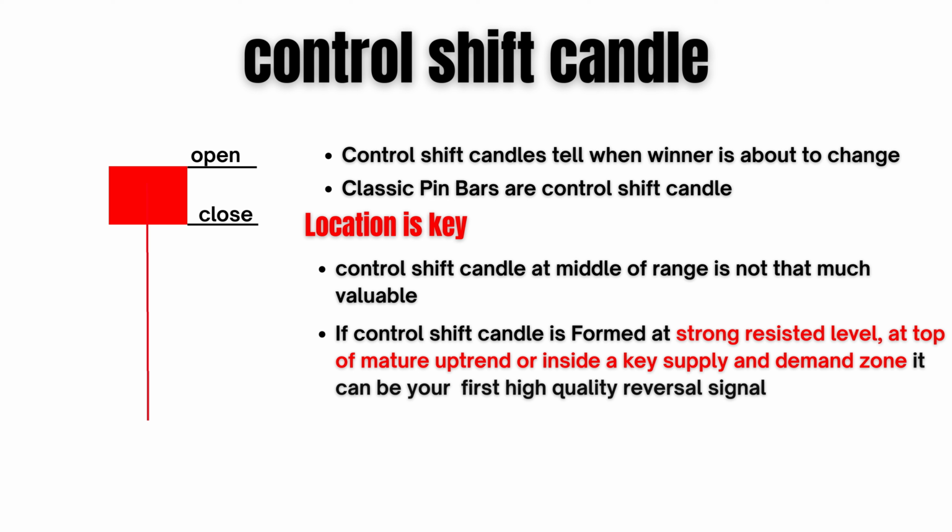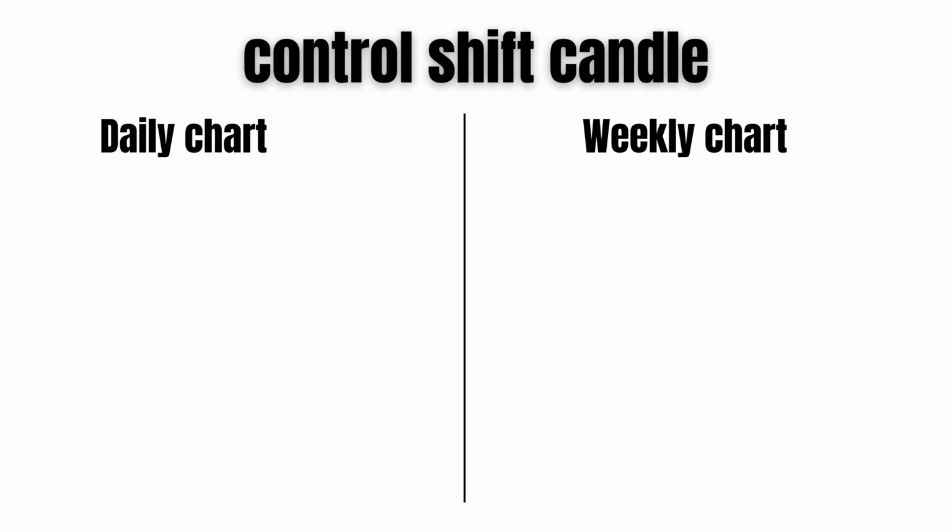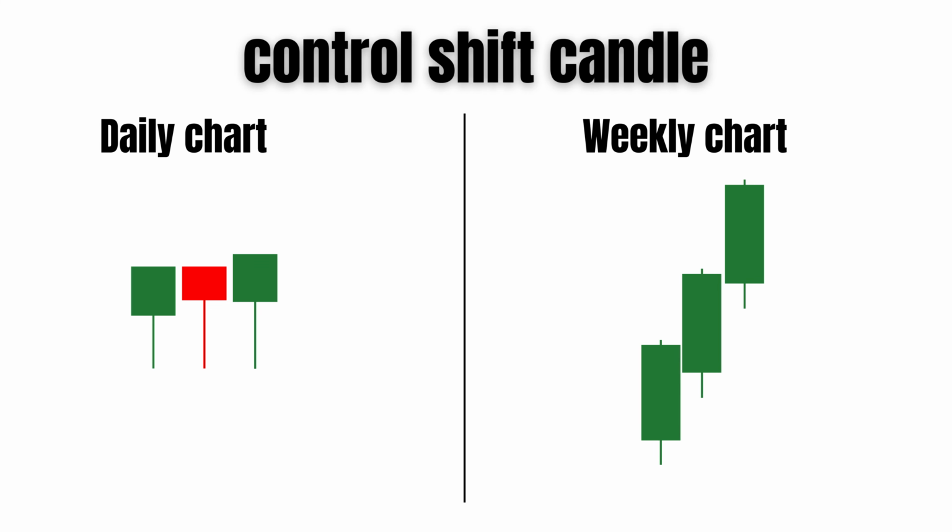Dig deeper and you'll notice that some of the best swing highs and swing lows are formed by a series of control shift candles, not just one. For example, 3 consecutive long wick rejections on a daily chart often precede a major multi-week reversal. Watching how these candles cluster gives you even more confidence in the story.